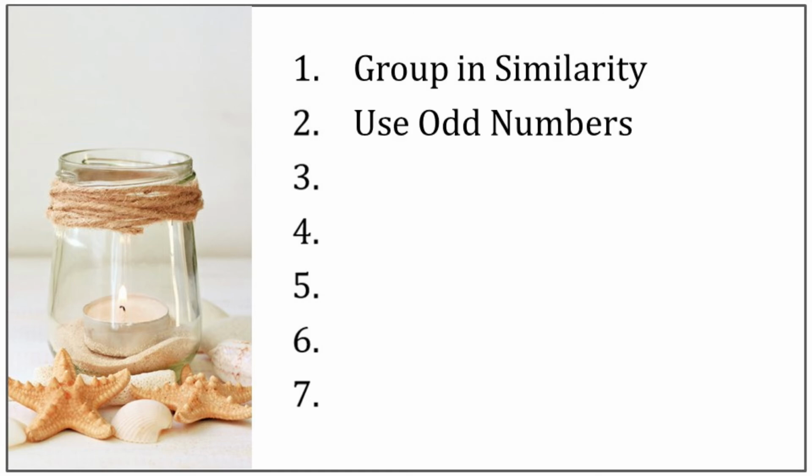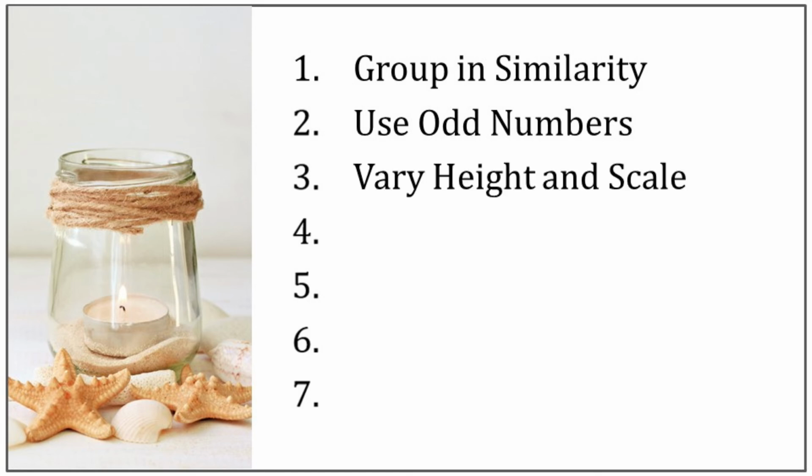Second, I typically, although not always, use odd numbers in a grouping. Odd numbers always look great, and be sure to keep the tallest item in the back. Third, I vary the height and scale of my accessories. Fourth, I try to include books, as they allow you to easily add color and height to my vignettes.